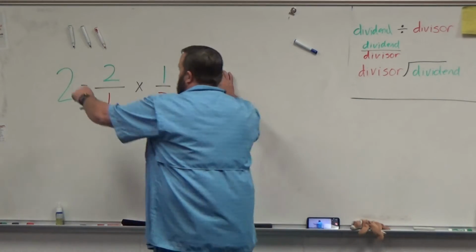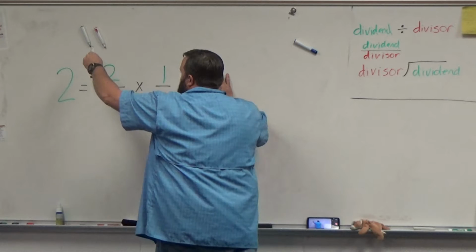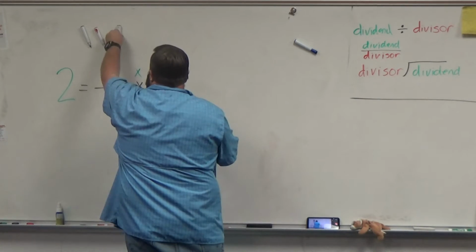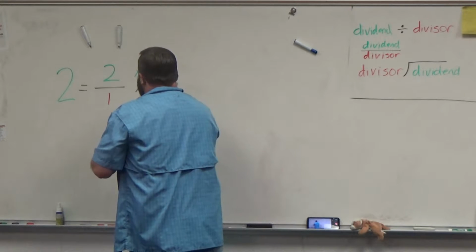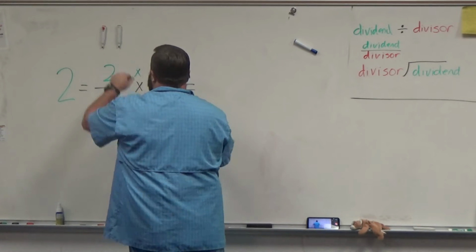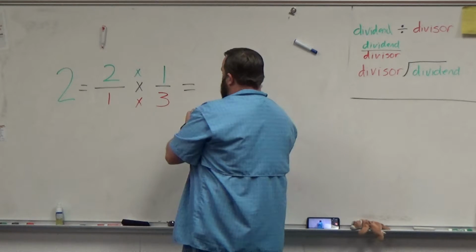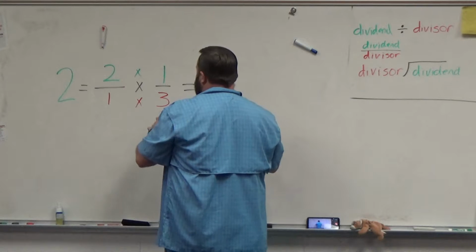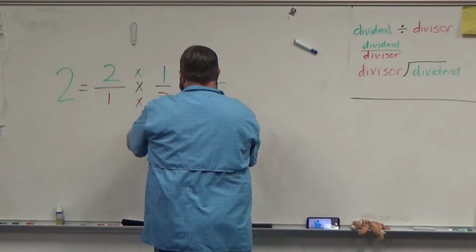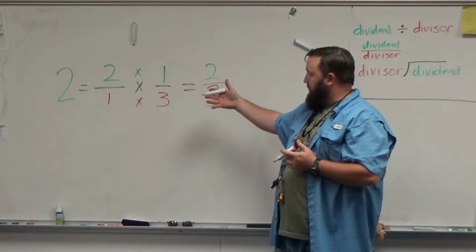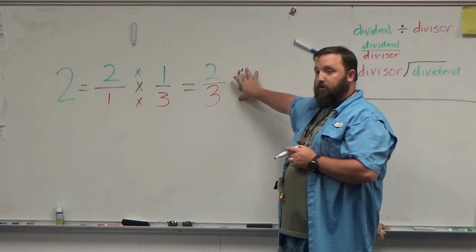And I know that's a little bit of out of subject talk, but for my answer, I'm simply going to go 2 times 1 is 2, and 1 times 3 is 3. So my answer for 2 times 1/3 is 2/3.